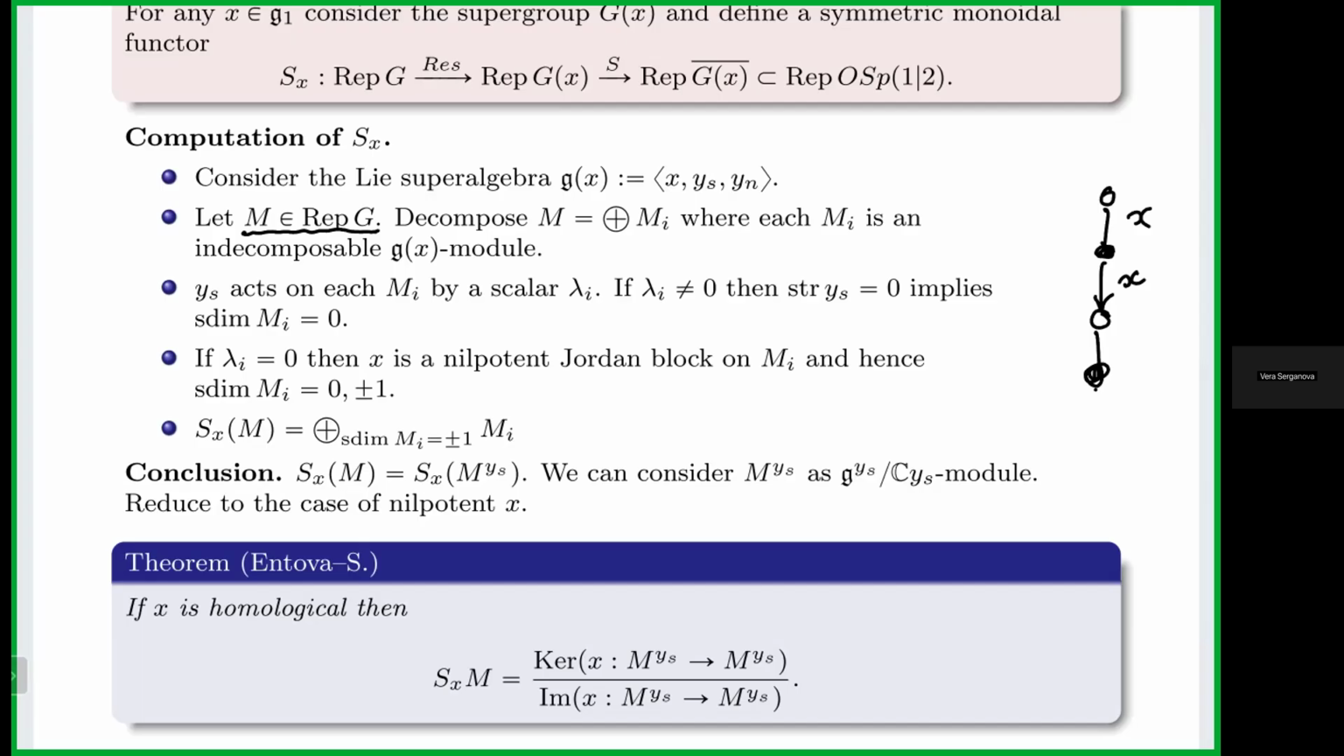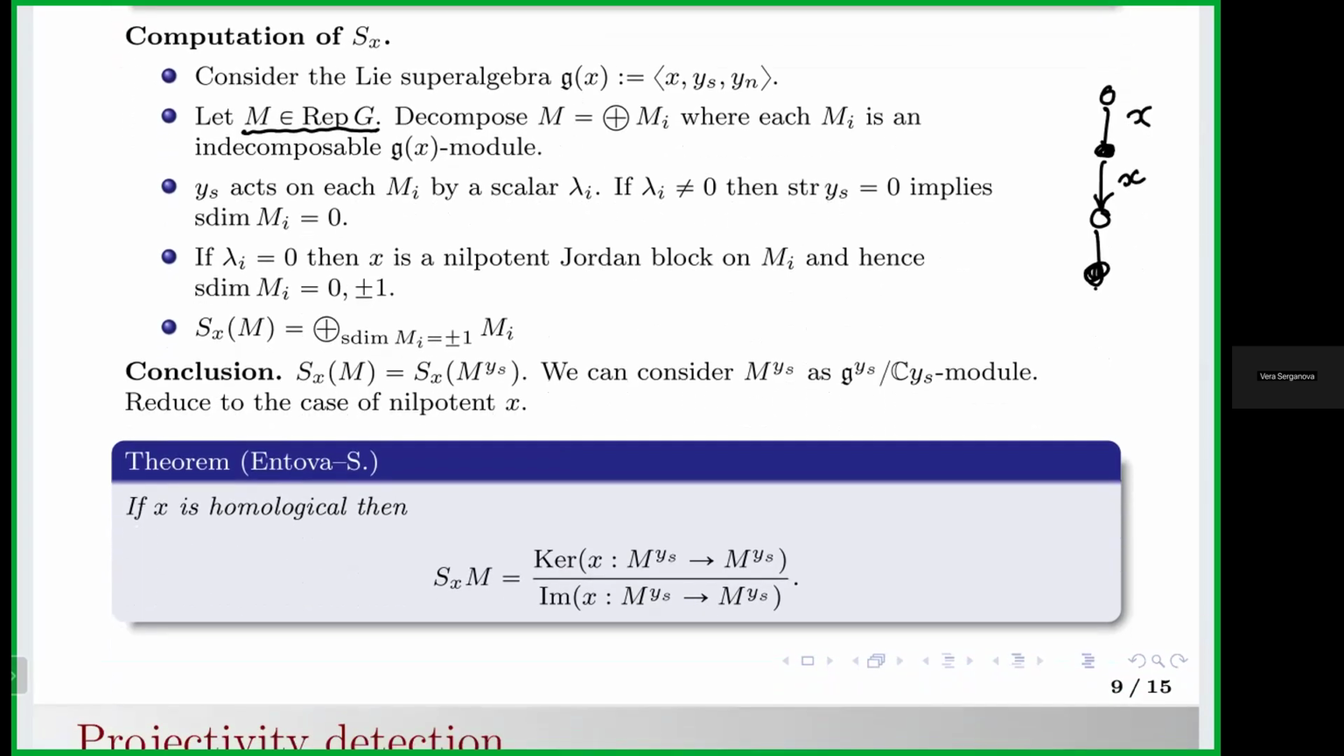So our next result is the following. Suppose x is homological. That means that the nilpotent part of its square is trivial. This theorem explains the term homological: I just take the invariants of ys, and then x squared is 0. Therefore, I can take the homology of this operator x. So this is actually a functor which computes some homology here.